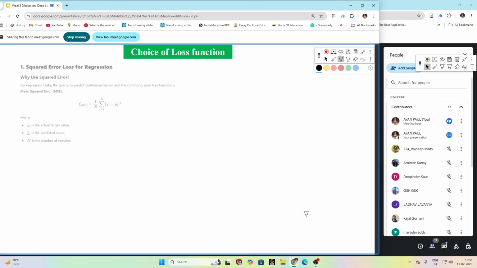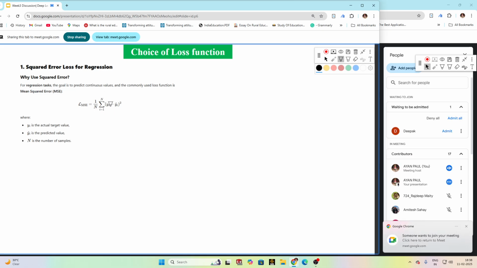For regression, we can use the mean squared error. This is yi, the real output, minus yi predicted. That can be reversed. You can also write yi predicted minus yi, because we are squaring the thing, so we do not have any issue whether yi predicted comes first or yi comes first. Yi predicted is the predicted output from the neuron, yi is the actual output.